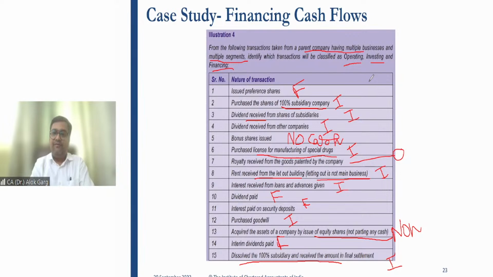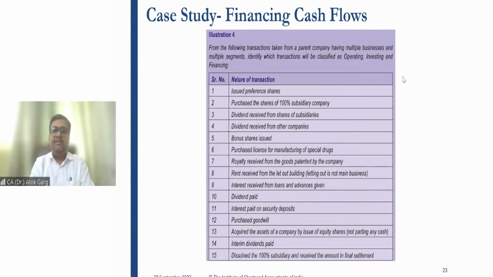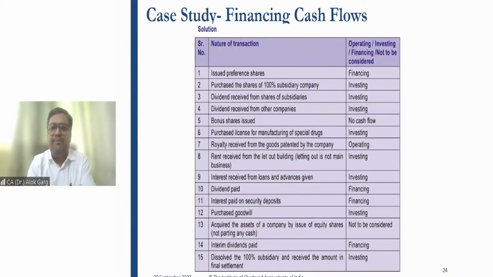So friends, this is the answer of this entire example: operating activity, investing activity, and financing activity. The answer is also given in the PowerPoint presentation. Do let me know if you have any doubt. I will be happy to solve that doubt. Otherwise, I'll move on, right?